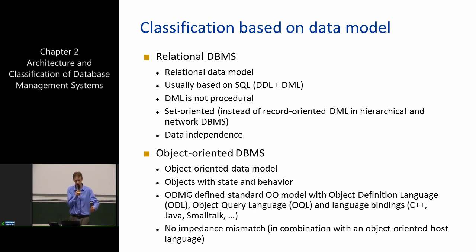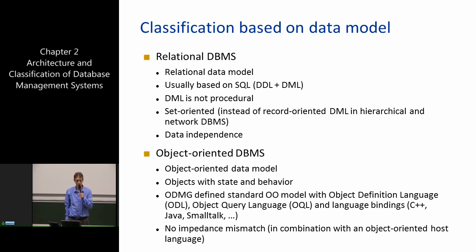So that means that the DML is set-oriented. You're going to work with sets of information items instead of record-oriented DML, which was the case in the hierarchical and the network DBMS. So there we have data independence. That means that in that three-level architecture, conceptual scheme, external scheme, and physical scheme, you have nice independence between those three levels.